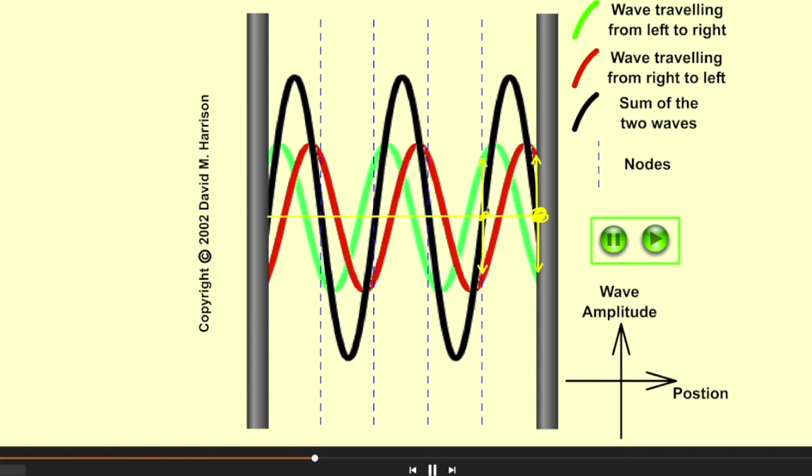They cancel each other out. Same over here. In this case, the amplitude of the red and the amplitude of the green are opposite: positive, negative, equal, so they cancel each other out. So we get a resultant of zero.